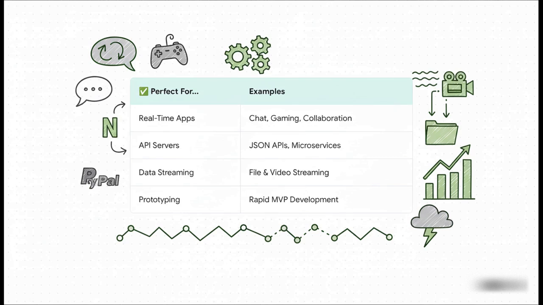Node.js is the undisputed champion for anything that's heavy on I/O, lots of waiting for networks or databases, but light on calculations. Think real-time apps like chat and gaming. It's why Slack is built on it. It's absolutely fantastic for building blazing fast API servers and microservices. Huge companies like Netflix and PayPal rely on it for exactly this. And it's also amazing for data streaming and for startups that need to build an MVP, like yesterday.